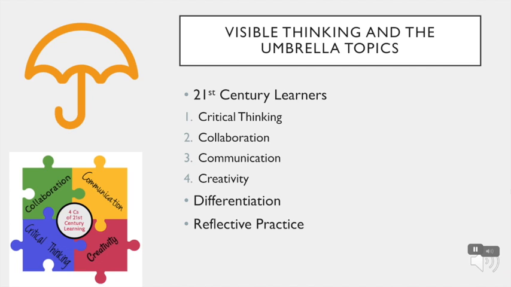The second umbrella topic was differentiation. So I think that visible thinking kind of lends itself towards visual thinkers. So it is very useful for visual thinkers to write down what they know and make it visible. So it's really great for them, and it's great for students who aren't visual learners to get an array of different strategies so that they don't become bored and stuck in a routine of the same strategies all the time.